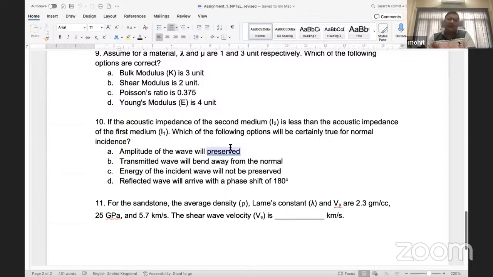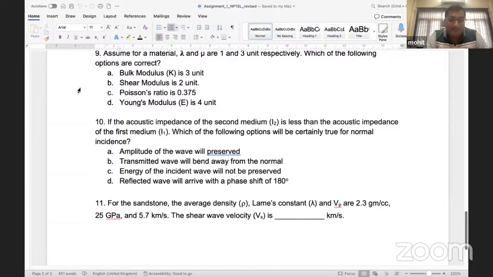For the sandstone, the average density, Lami's constant, and the P-wave velocity are given. Then you need to calculate the shear wave velocity. For that purpose, alpha is given, that is 5.7 kilometer per second. That is equal to the square root of lambda plus 2 mu by rho. And when you solve it, you will get mu, that is basically around 24.86 gigapascal. And then you can use the formula for shear wave velocity, that is the square root of mu by rho, to calculate the shear wave velocity.